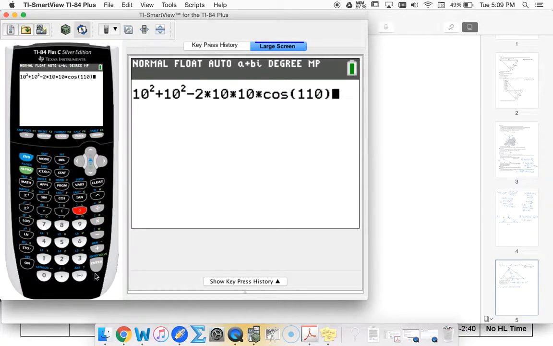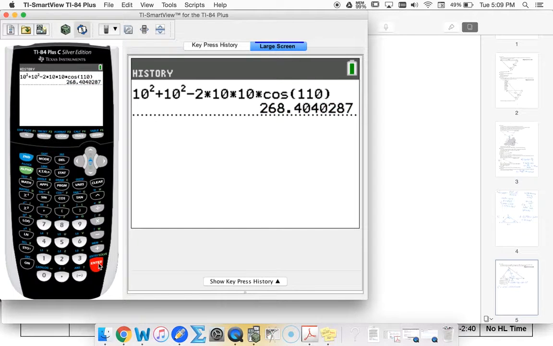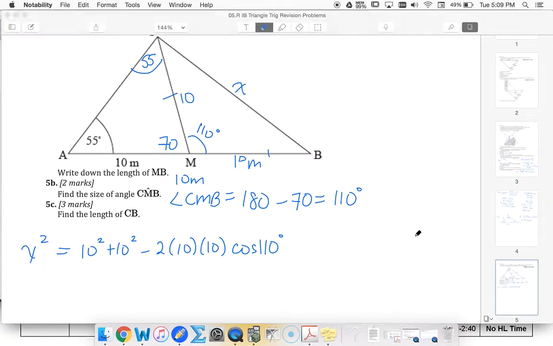It's a lot of tens. So that's my x squared value. So then square root that. And I get x is about 16.4. And that's in meters. So now let's do it the sine rule way.